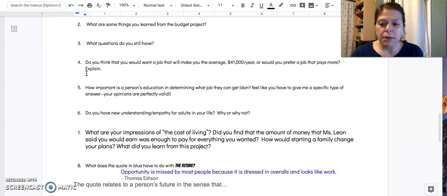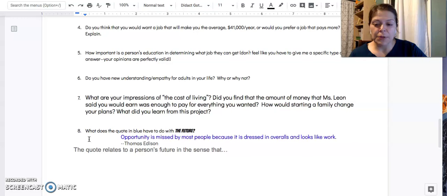Number 6, do you have a new understanding or empathy for adults in your life? Why or why not? Number 7, what are your impressions of the cost of living? Did you find the amount of money that Ms. Leon said you would earn was enough to pay for everything that you wanted? How would starting a family change your plans? What did you learn from this project?